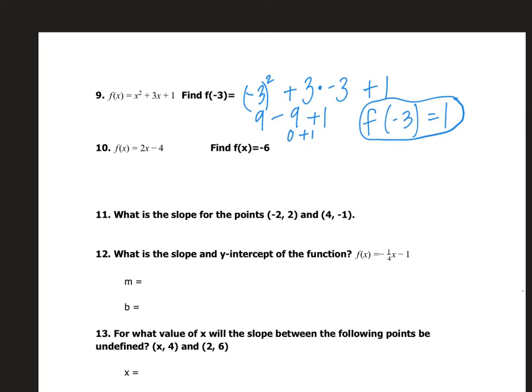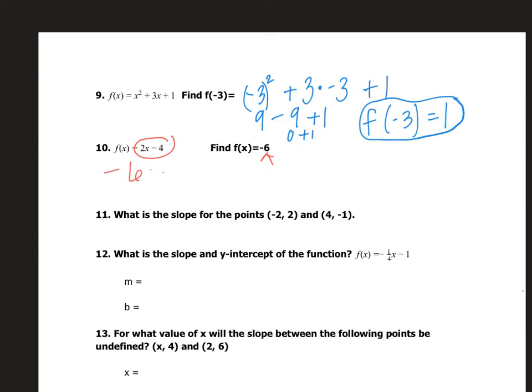This next one, number 10, is a little tricky. Don't think that we're going to treat it the same exact way as number 9. It gives us a function, and it's asking us to find x when f of x equals -6. So that -6 is my y value. What I need to do in order to solve is set my rule, my function, equal to my y value and solve for x. Because that's what we're looking for.